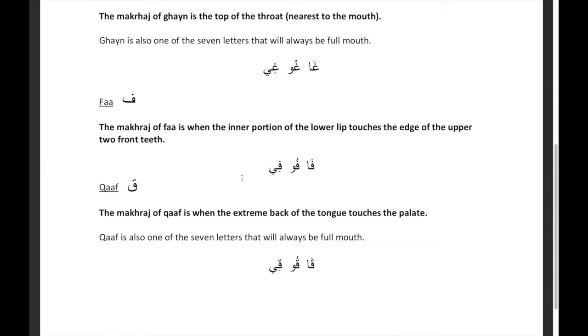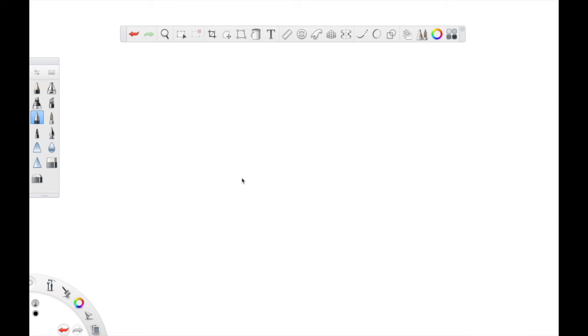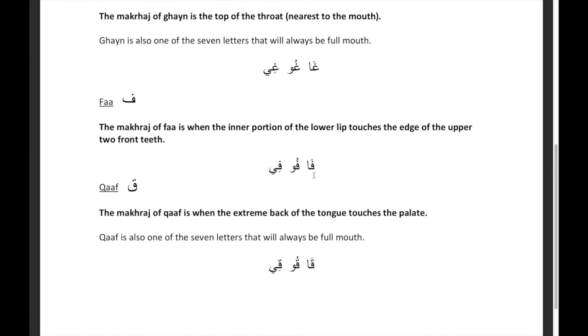The next letter is Fa. The makhraj of Fa is when the inner portion of the lower lip touches the edge of the upper 2 front teeth. So it's fairly straightforward. Fa is your top teeth touches your bottom lip. So this is your lip. It's the same as the English letter F. Fa, Fu, Fi.